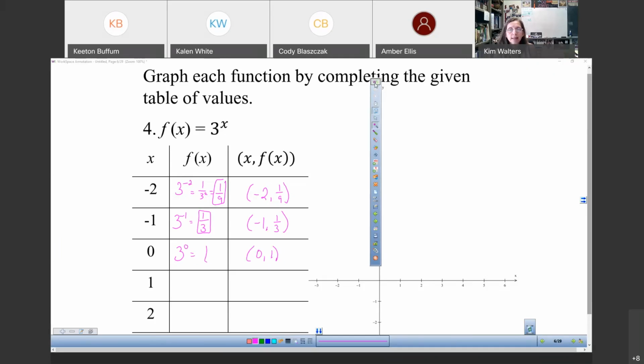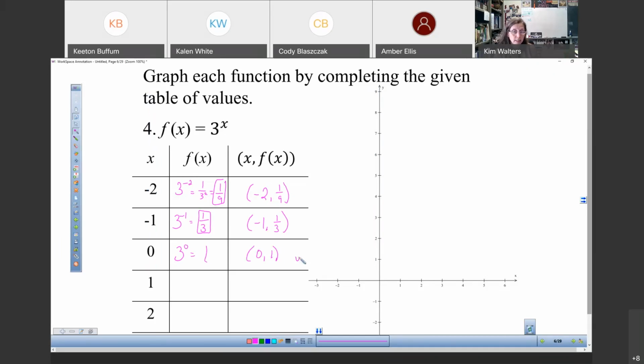Now, the nice thing about 0, 1 is that this is actually called the y-intercept, okay? And it is going to be something that most of your exponential functions will share, is they'll have the same y-intercept. Because if x is 0, it's going to produce for me a value of 1. Anything raised to the 0 power is going to be 1. So that's kind of nice. Okay. 3 to the first power is our friend 3. So 1, and we have 3. And so I have the point 1, 3. And 3 to the second power is going to be the nice value of 9. And so I'm going to have the point 2, 9.